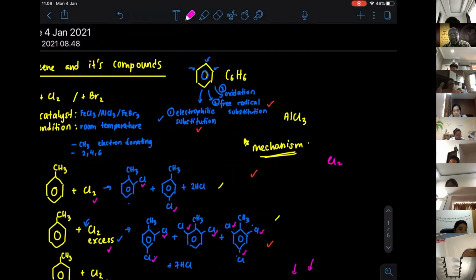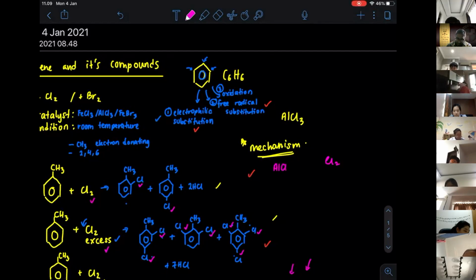Okay, if the electronegativity are the same, what we need is something we call AlCl3 or any of the halogen carriers. They are going to polarize the Cl2. Polarize means they will induce the Cl, whereby one part of the Cl will have more electrons, something like van der Waals forces. So there is going to be delta negative and delta positive.